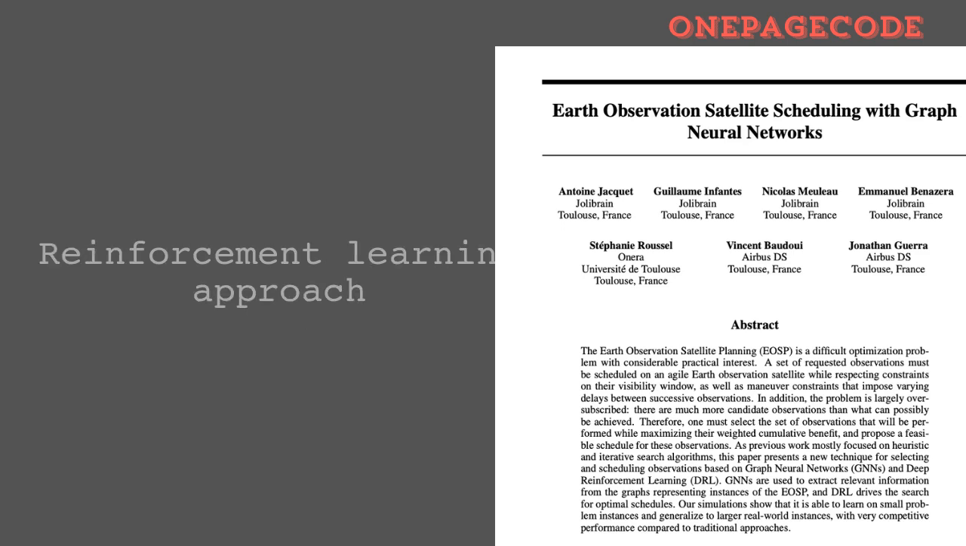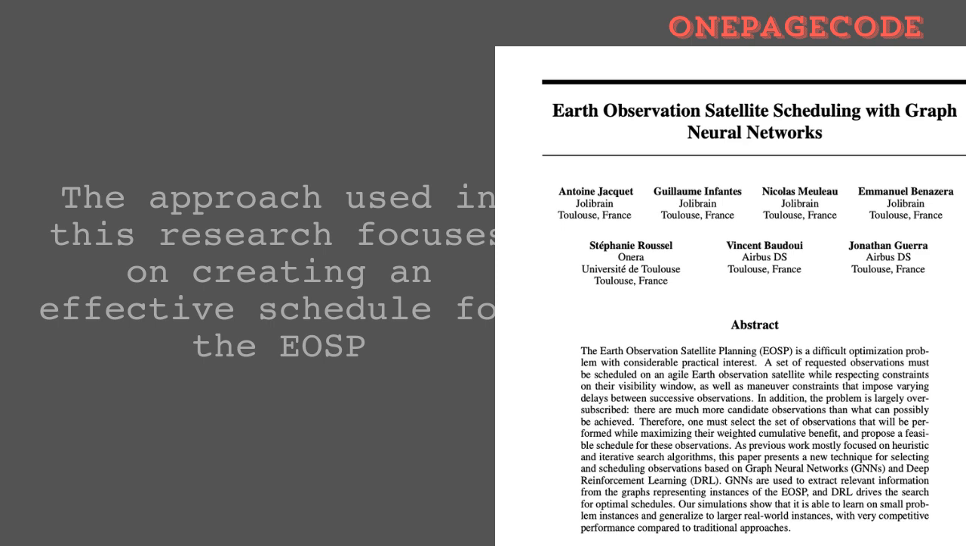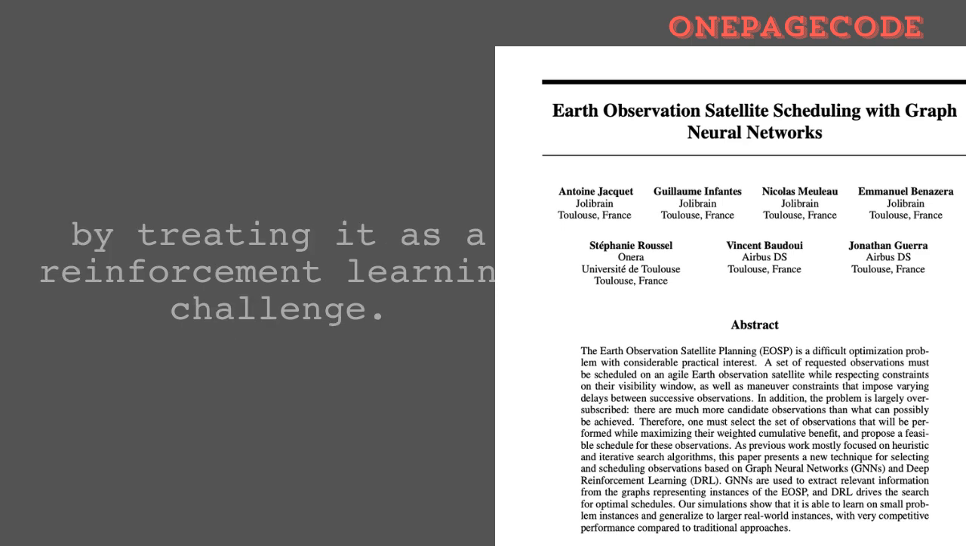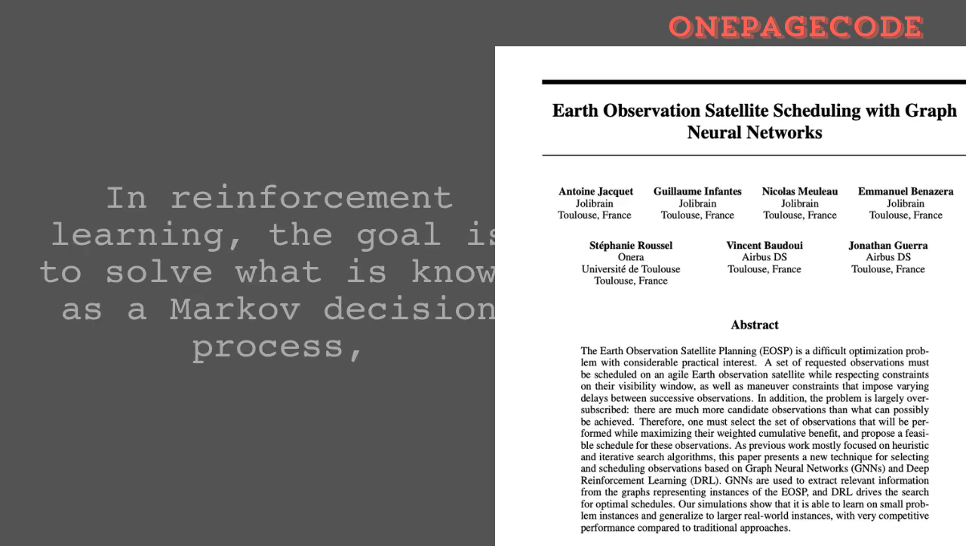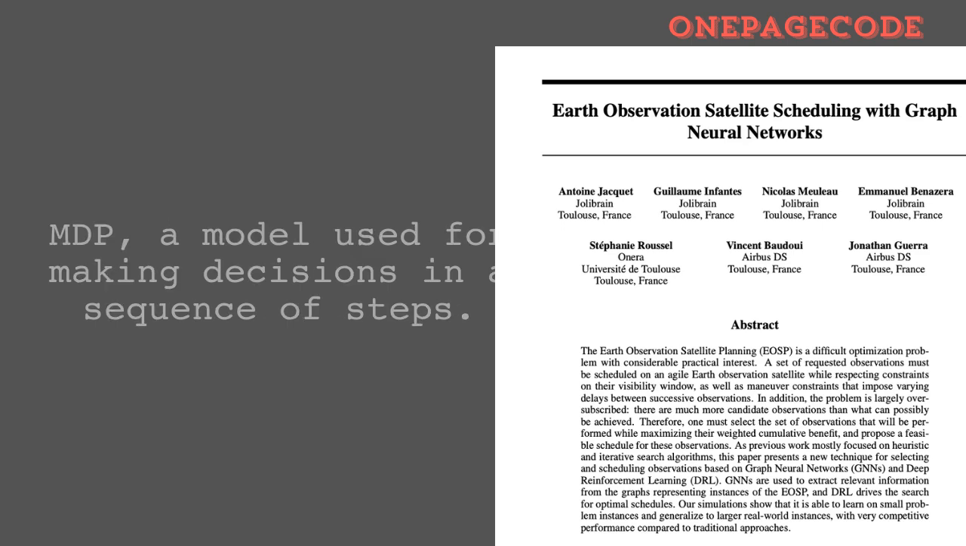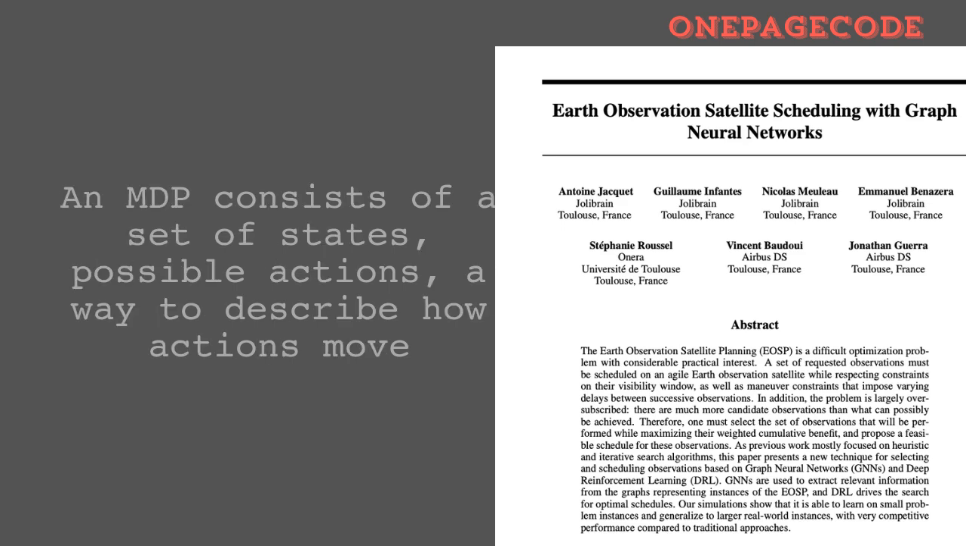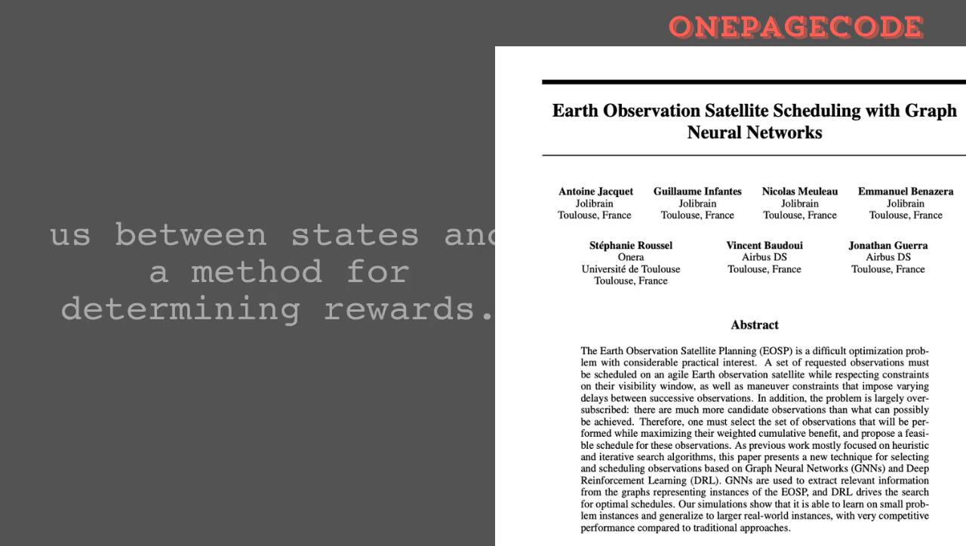Reinforcement learning approach. The approach used in this research focuses on creating an effective schedule for the EOSP by treating it as a reinforcement learning challenge. In reinforcement learning, the goal is to solve what is known as a Markov decision process, MDP, a model used for making decisions in a sequence of steps. An MDP consists of a set of states, possible actions, a way to describe how actions move us between states, and a method for determining rewards.